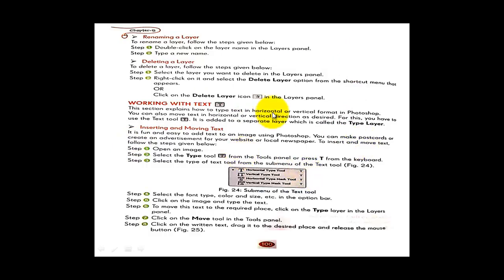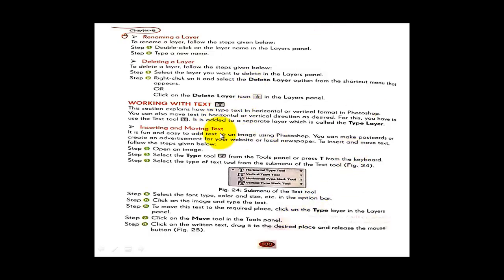Suppose you need to publish an advertisement in local newspapers. At that time, what you will do, you will design the advertisement. You can design in any other software also, but if you use Photoshop to combine or edit images, or you want to add some text, at that time you can use this text tool to type the text horizontally or vertically.